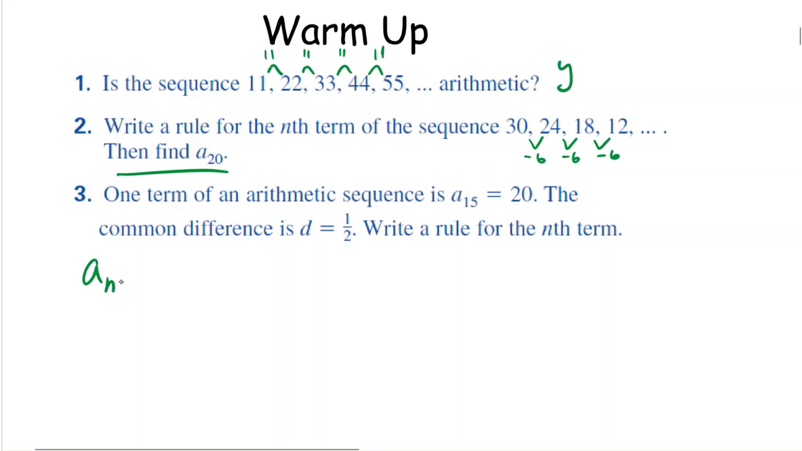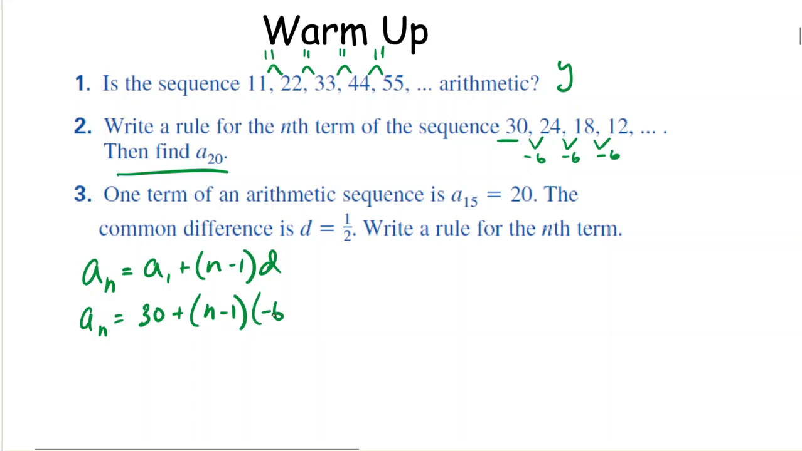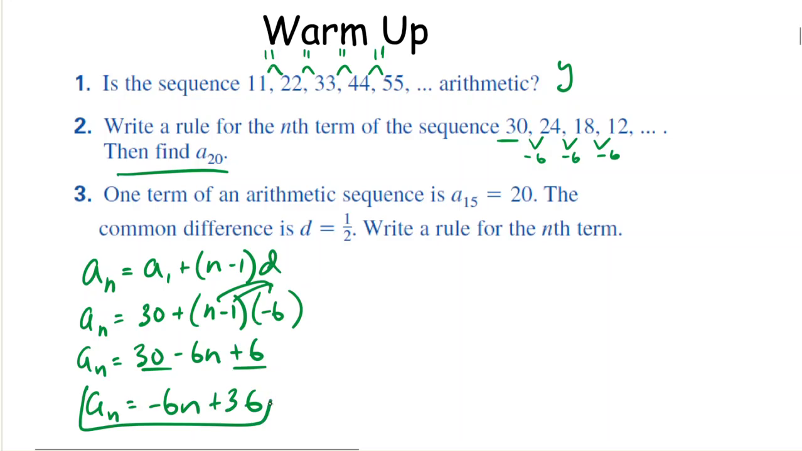So our rule, a sub n equals the first term plus the quantity n minus 1 times our common difference. So a sub n equals, what's our first term, 30, plus the quantity n minus 1 times our common difference, which is negative 6. To simplify this, we'll distribute our negative 6. So we get 30 minus 6n plus 6. And then we will combine our like terms, so we get negative 6n plus 36.